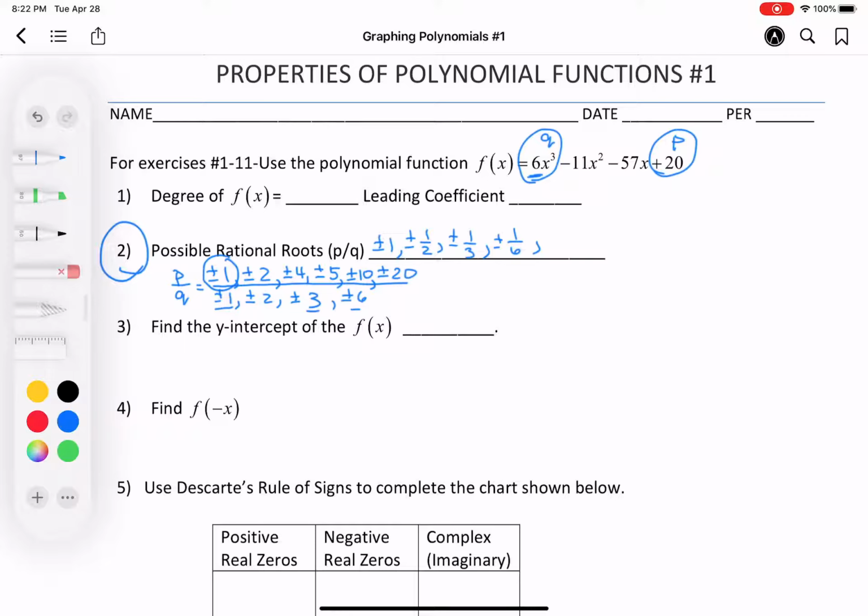All right, so then I'm going to keep going. Next I do the 2. 2 divided by 1 is 2. Then I keep going. 2 divided by 2 is 1, but I already have 1. I don't have to do it again. 2 divided by 3 is plus or minus 2/3. And 2 divided by 6 is 1/3, and I already have that one, so I don't have to do it again.